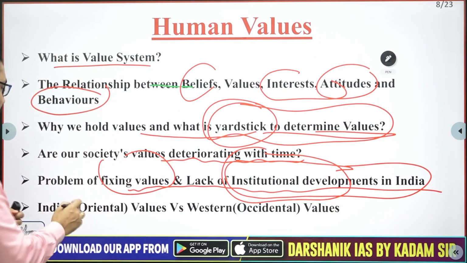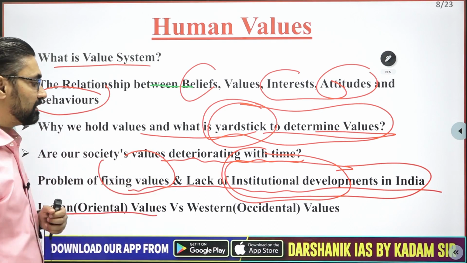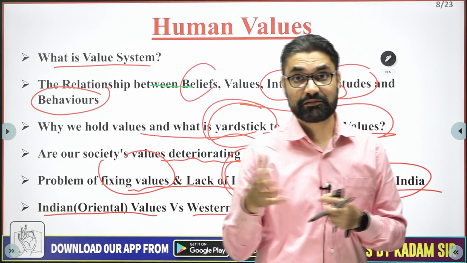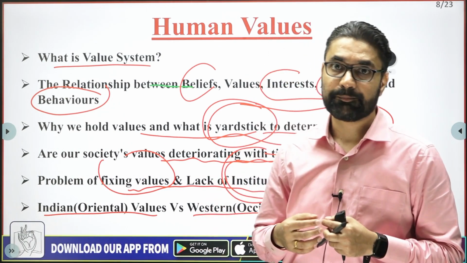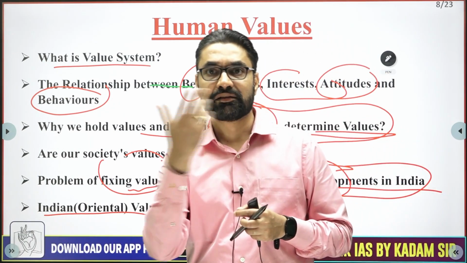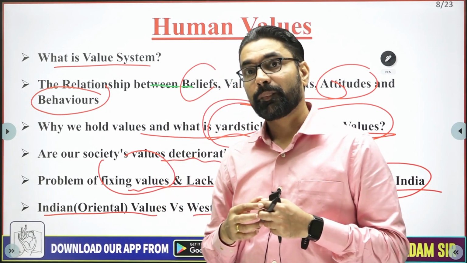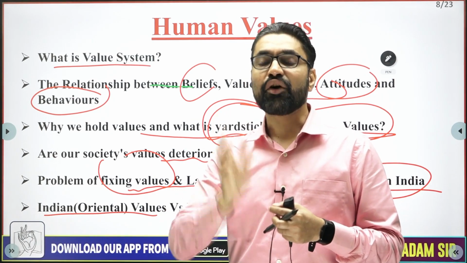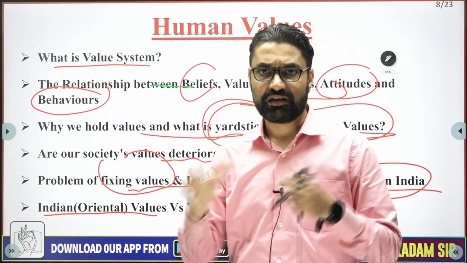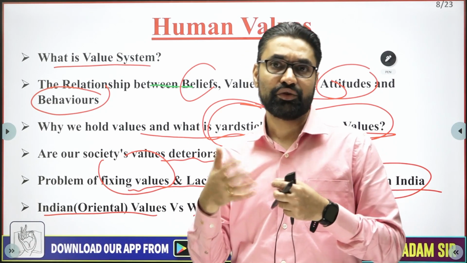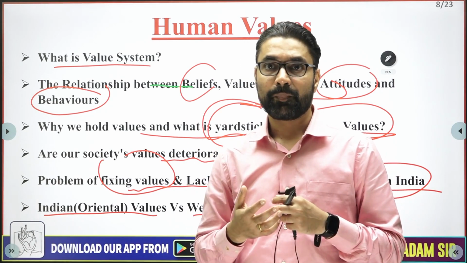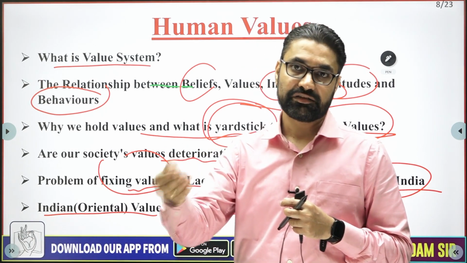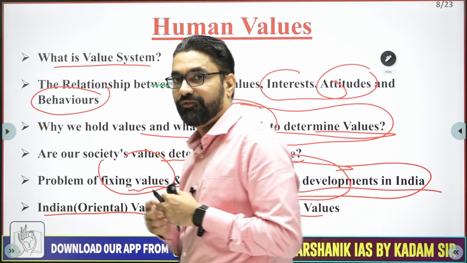Then guys, the next topic is Oriental values versus Occidental values. In values, there are a lot of debates that you might be reading in newspapers, like don't celebrate Valentine's, it's a foreign culture. Jallikattu is our traditional culture, PETA is a foreign organization that is trying to destroy our culture. This debate is continuously going on in media, newspapers, etc. And especially this debate increased post liberalization, privatization and globalization, the LPG reforms.